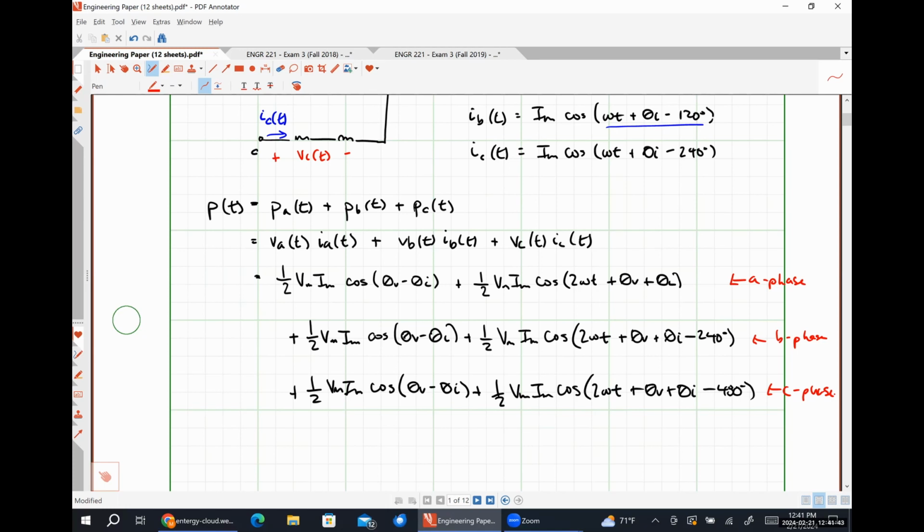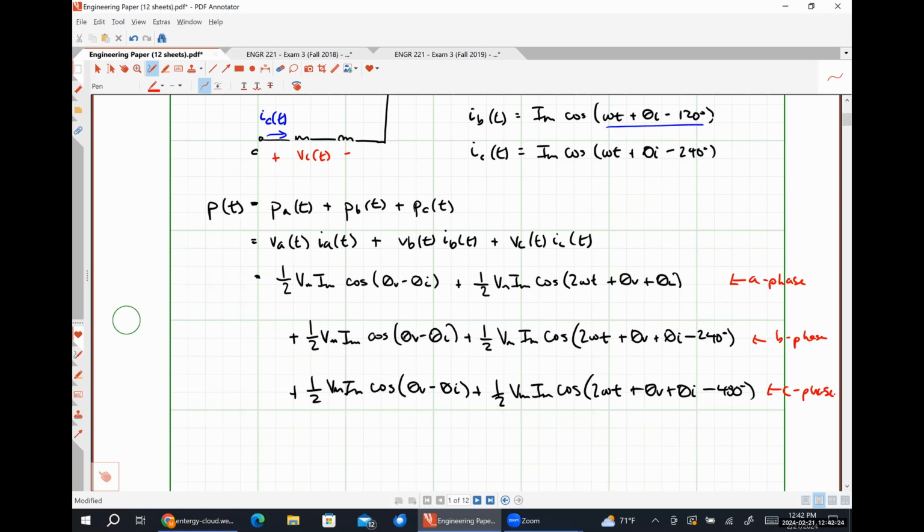Now I want us to look here at the AC portion, okay? So I have 1/2 Vm Im cosine twice omega t plus theta v plus theta I plus 0 degrees for my A phase term. And then I have 1/2 Vm Im cosine twice omega t plus theta v plus theta I minus 240 degrees for my B phase term. And 1/2 Vm Im cosine twice omega t plus theta v plus theta I minus 480 degrees for my C phase term. Well, negative 480 degrees is the exact same thing as negative 120 degrees.